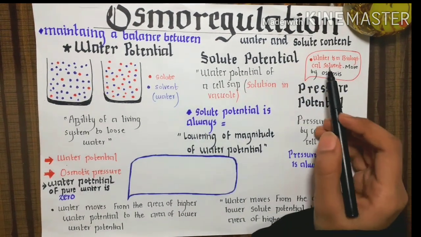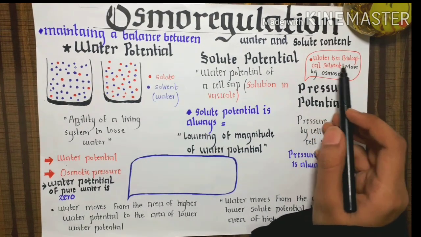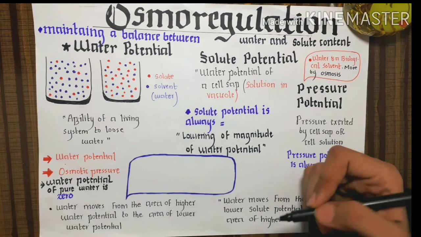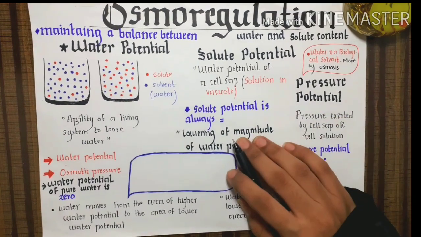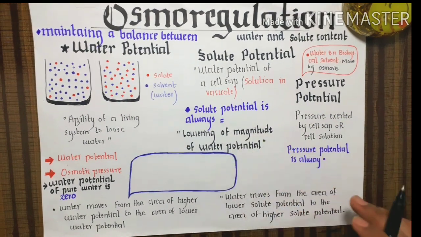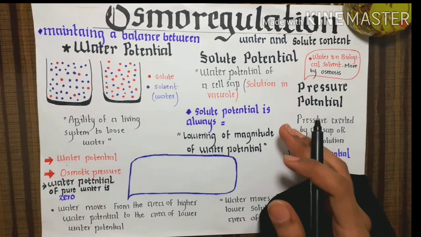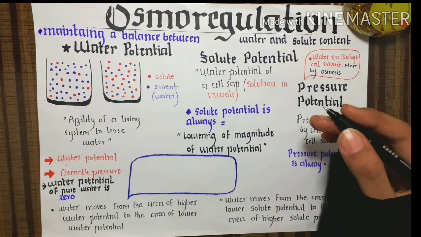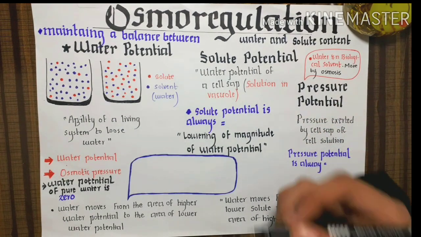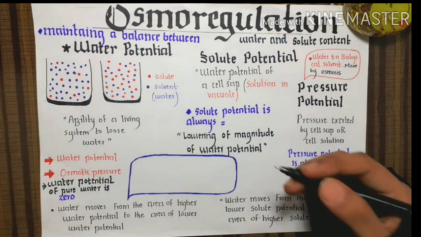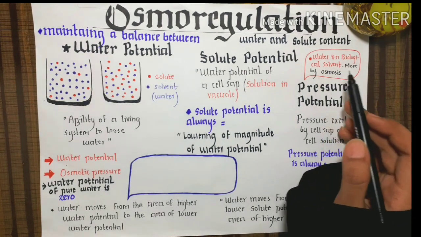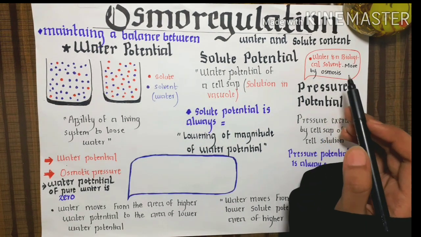Now, we must know that the water is a biological solvent. All the metabolic reactions that are taking place in our body are in the presence of water. Almost all the reactions take place in the presence of water. And even we know that most of our body composition is of water. So the water is a biological solvent and it moves by osmosis.